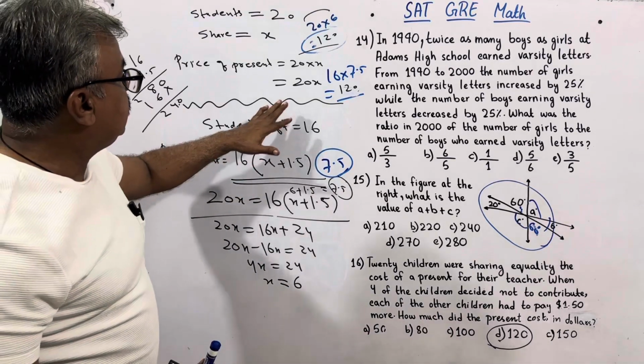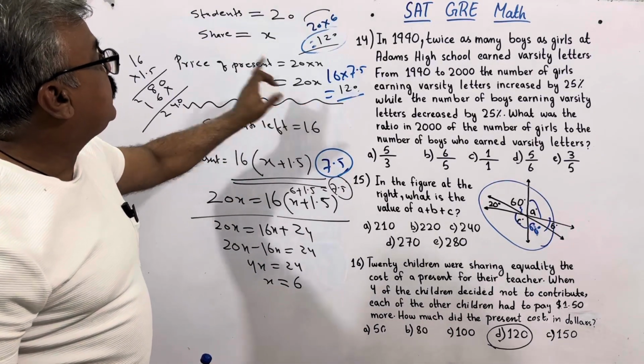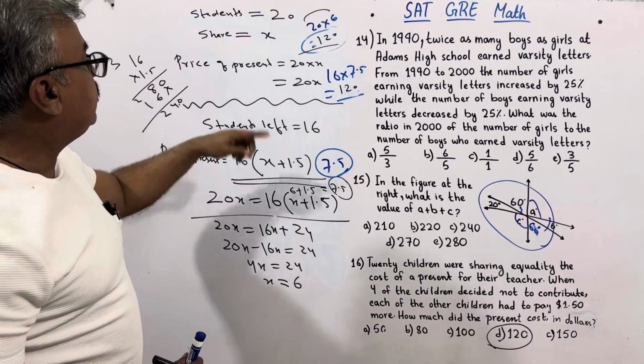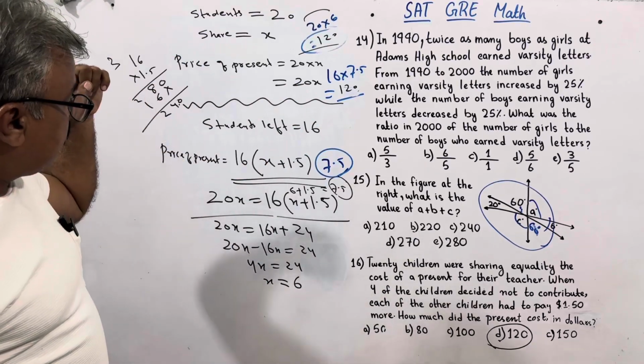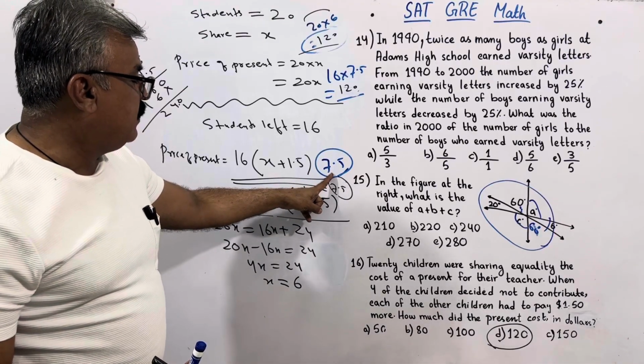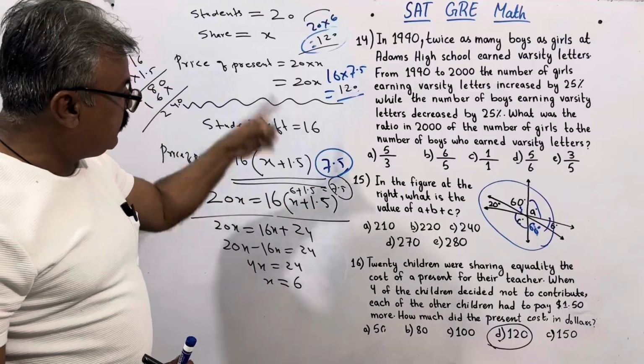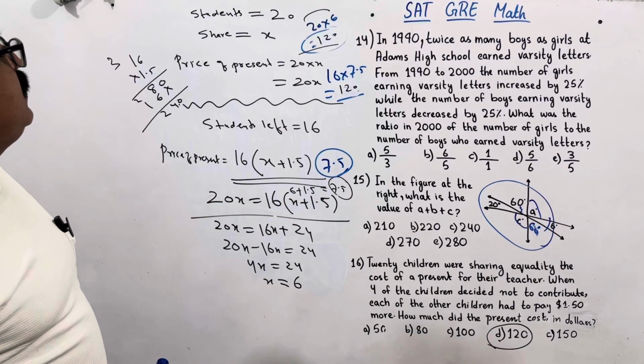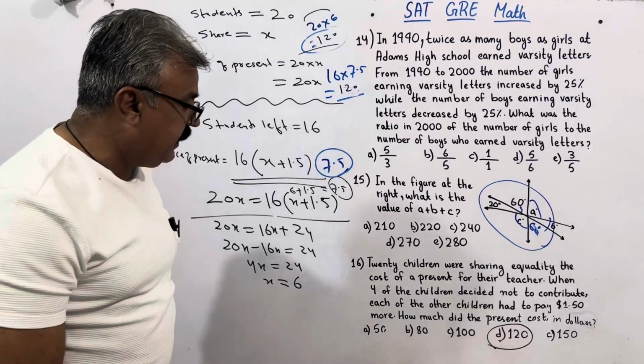$120. Initially there were 20 students. They shared $6 each, and 20 times 6 is 120. When 16 students remained, their share was $7.5, and 16 times 7.5 also results in 120. One can verify by multiplying.